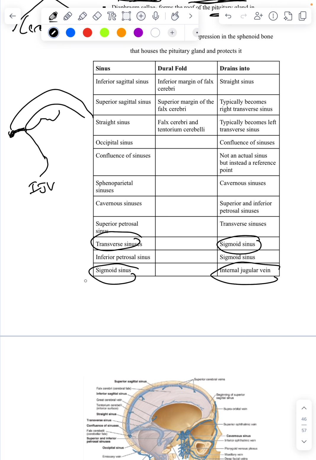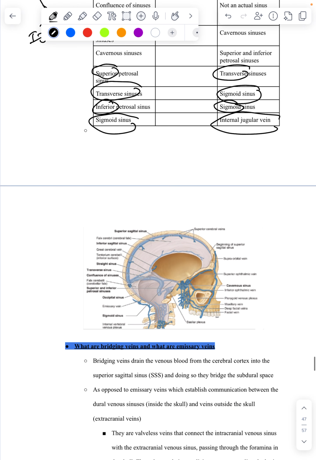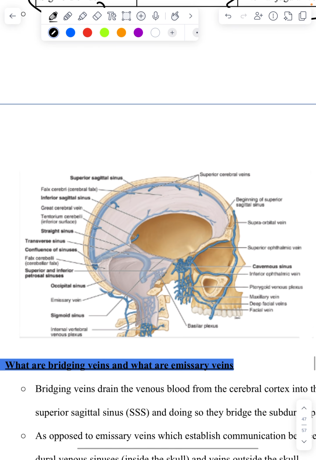Where's petrosal? The superior petrosal goes into transverse, and the inferior goes into sigmoid, and you can kind of see this here. So, superior sagittal sinus, inferior sagittal sinus, straight sinus, transverse, and then this S-looking thing is sigmoid. And then eventually this is going to drain into the internal jugular vein, which you can't see in here.